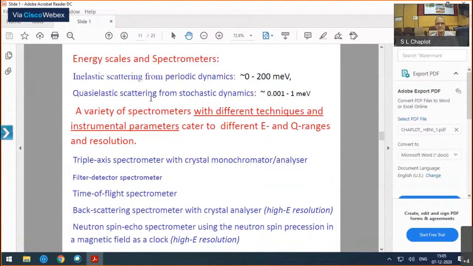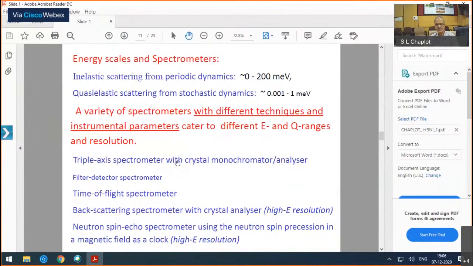And inelastic, quasi-elastic scattering typically in this range. So there are a variety of spectrometers because they require different energy ranges, different resolutions, and so on. Now, typically there are two types. This I think you already studied in the previous lectures.